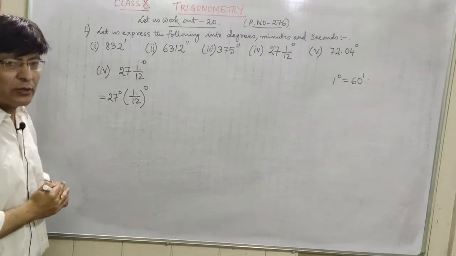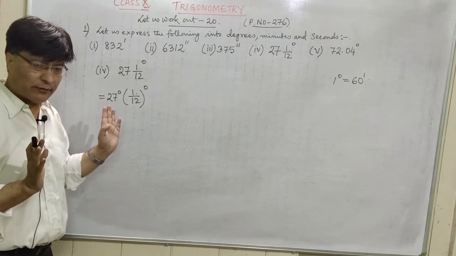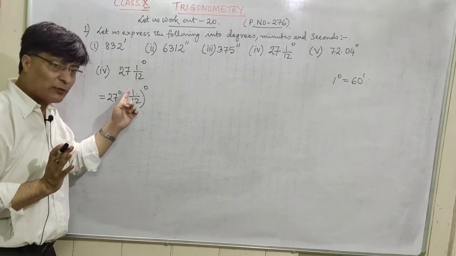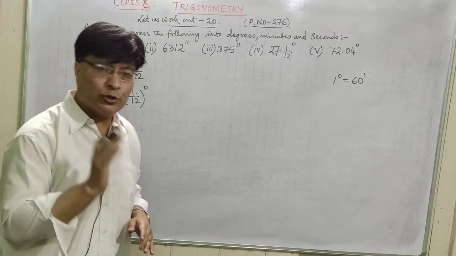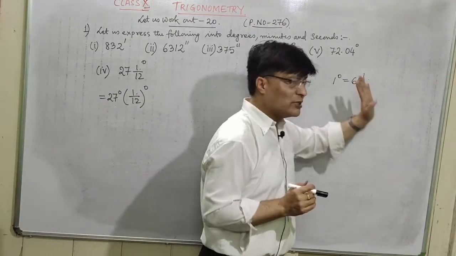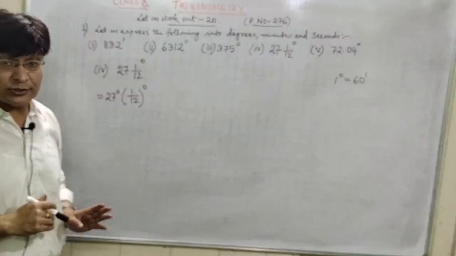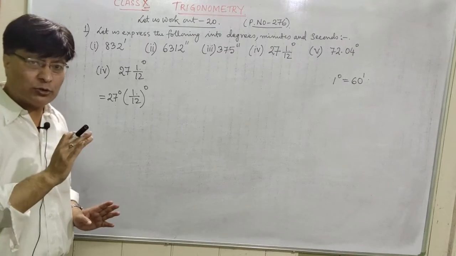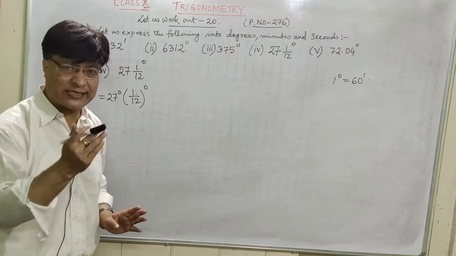Is that clear? So 27 degree is okay. It's right, 27 degree. But this fraction 1/12 degree should be converted into minutes. You know how to convert degree into minutes. You know that 1 degree is equal to 60 minutes. So whenever you have to convert degree into minutes, you have to multiply that degree by 60.